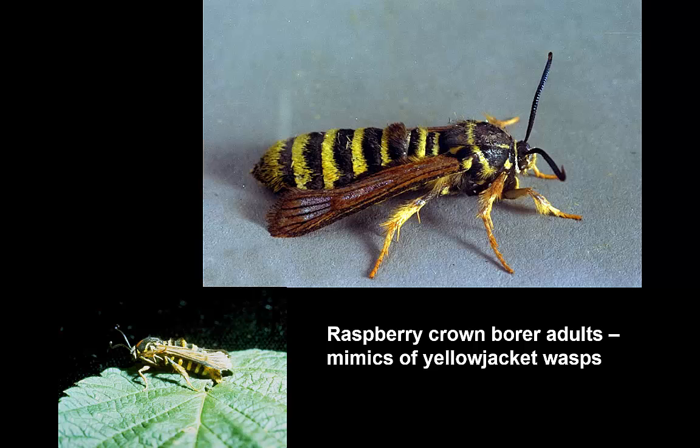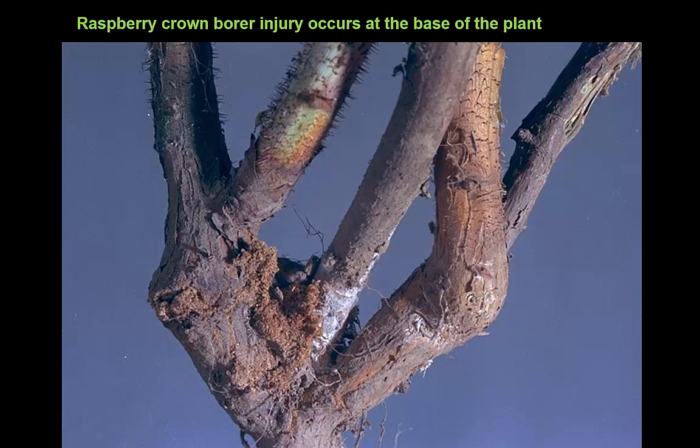Now the wings are not completely clear, but again the overall appearance is one of a wasp, and these are day-flying moths that get away with looking like a wasp, a stinging insect. Of course they can't sting. They'll lay eggs around the base of the plant. The eggs will hatch. The larvae will move into the lower part of the plant at the crown area. Again, this is a crown borer.